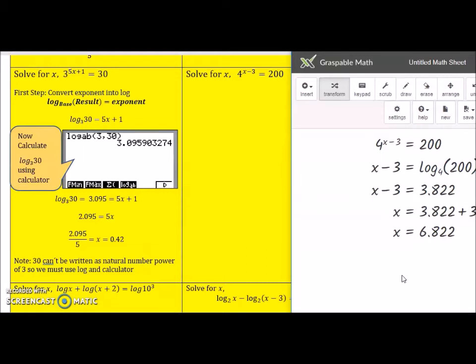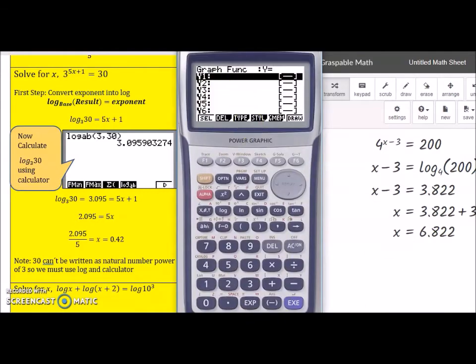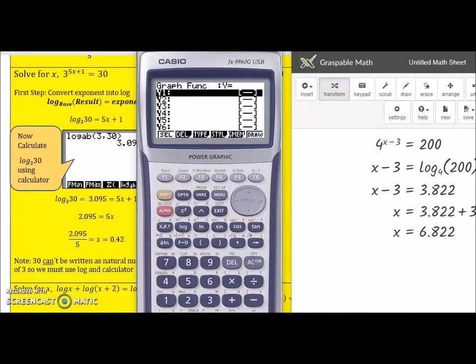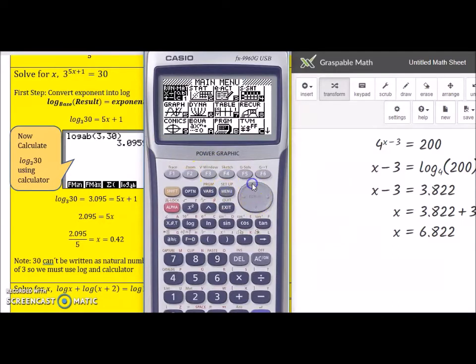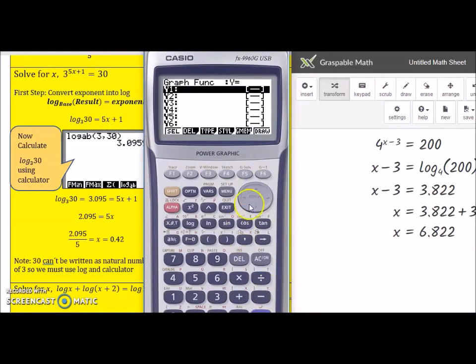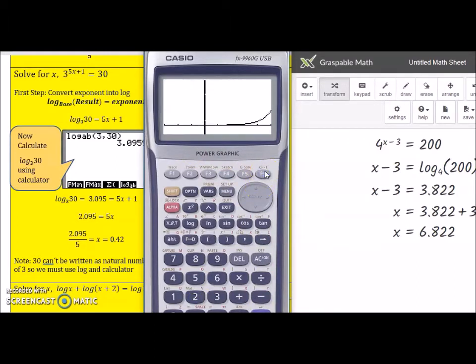Okay, let's do the graphical version of this problem. I'm going to use the Casio 9860 and we are going to use graph. So I'm on graph. I have y1 and y2 where I need to enter both functions. The left-hand side was 4 to the power x minus 3, and on the right-hand side I have 200. That should go in my y2 because that's where I'm going to see the intersection of both. So you press enter and then you see the graph.